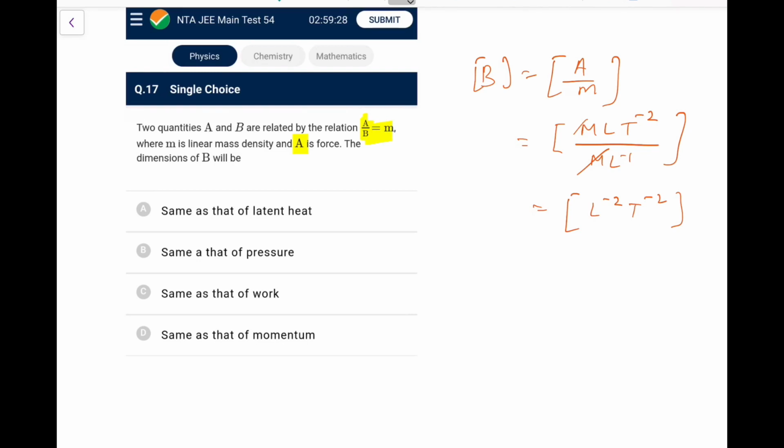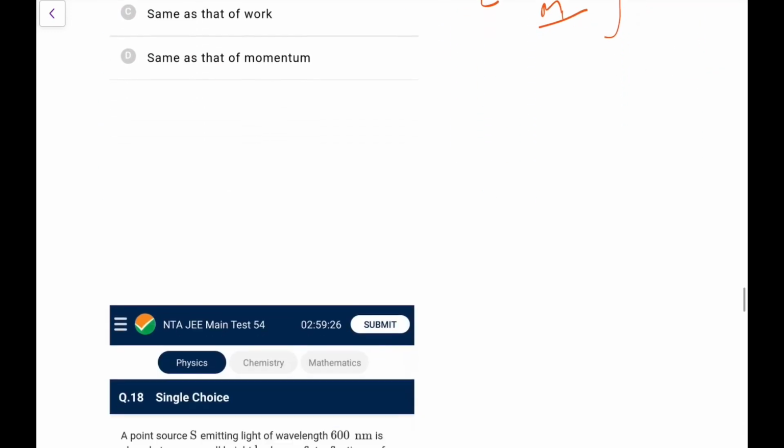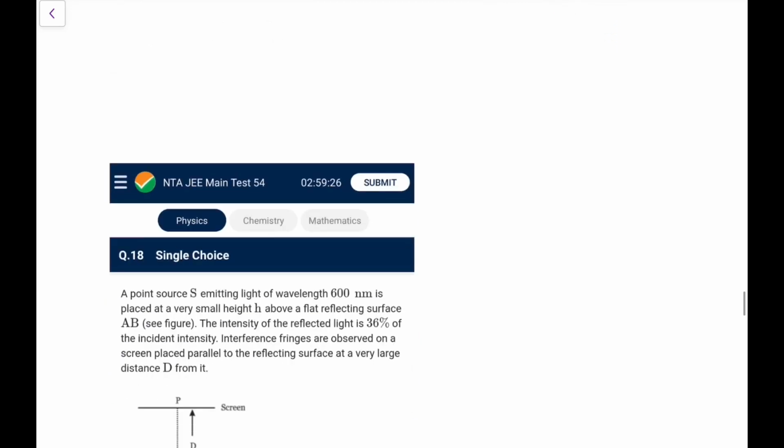We are left with the choice of latent heat, and if I determine latent heat, it is Q by M. Q is ML2 T minus 2, energy, upon M. Okay, so it is matching. So no issue. Option A. 17th. Next, 18th.